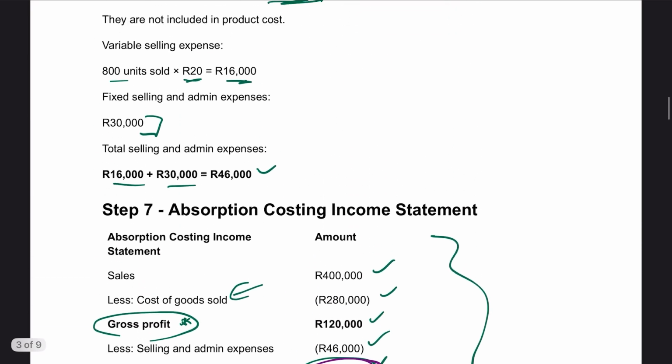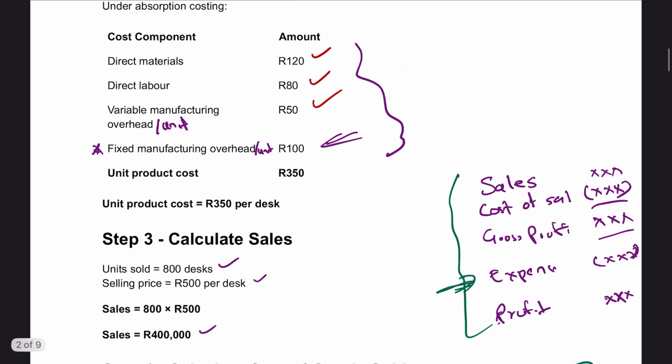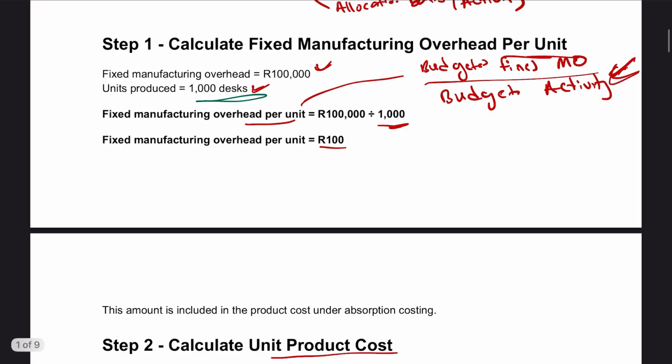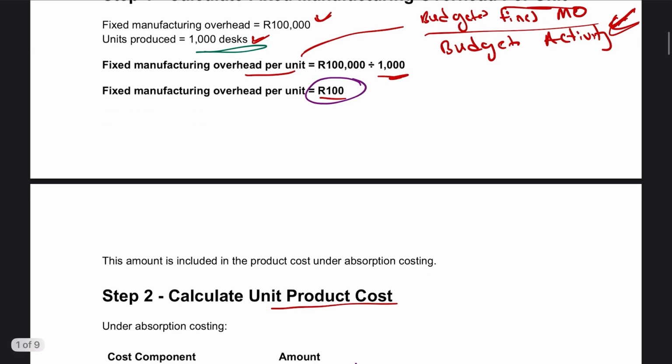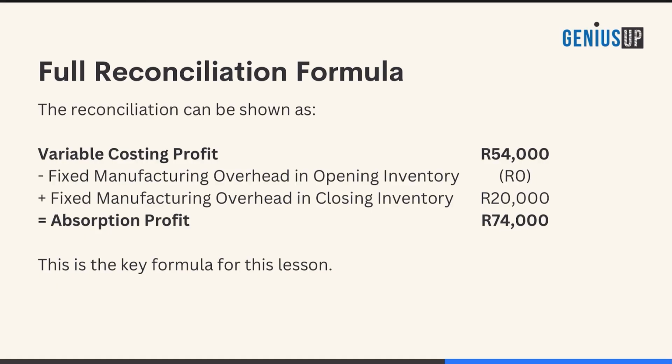And the fixed manufacturing overheads that were sitting in these 200 units under absorption costing were 100 Rand per unit. Remember the absorption rate that we calculated here. We said each unit is going to be allocated 100 Rand of fixed manufacturing overheads. So when we calculate the fixed manufacturing overheads sitting in closing inventory, we're just going to say 100 Rand times the 200 units. And that gives you the fixed manufacturing overhead sitting in closing inventory.